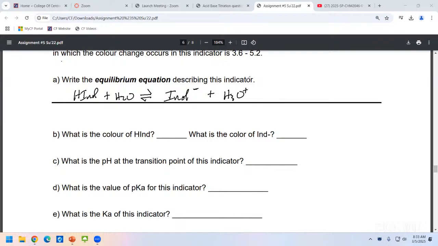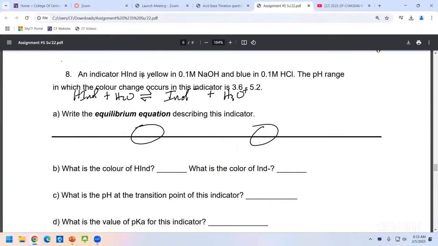Now, the next question is, what is the color of the HInd and what is the color of the Ind minus? The hint lies in this part of the question: the indicator is yellow in 0.1 M sodium hydroxide and blue in 0.1 M hydrochloric acid. Based on that information, what do you think the color of the undissociated molecule, the HInd, is?